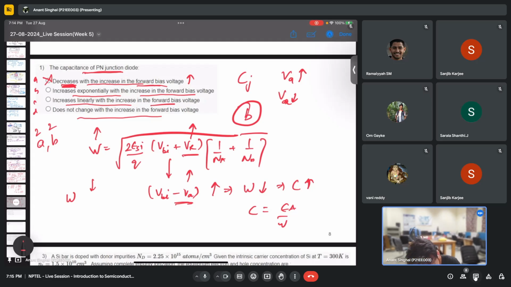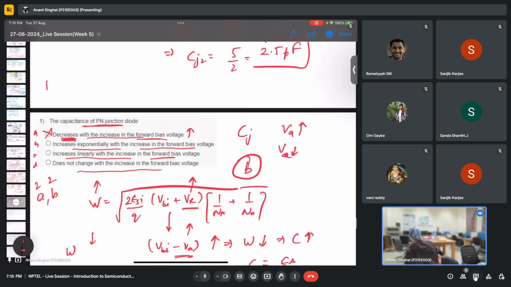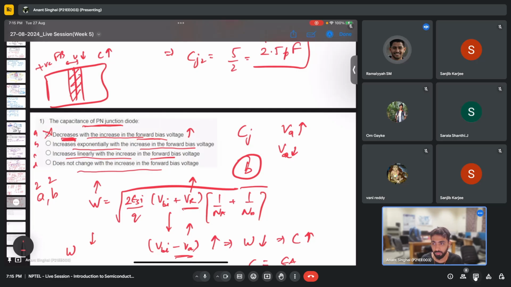Does it make sense that once we have a PN junction and we apply a forward bias, we will have a narrower depletion width, and lesser W means higher capacitance, right? Please confirm if you are able to understand this. Understood, sir. So A cannot be the answer. Maybe we can move forward then.